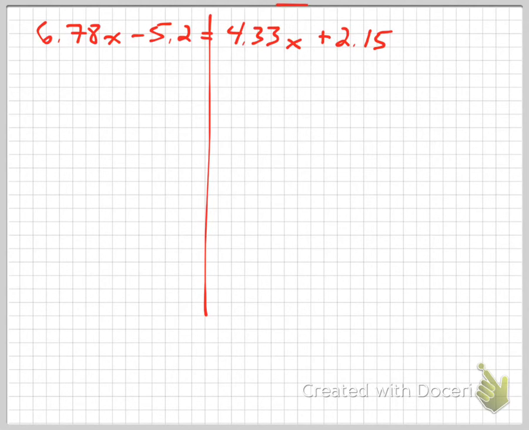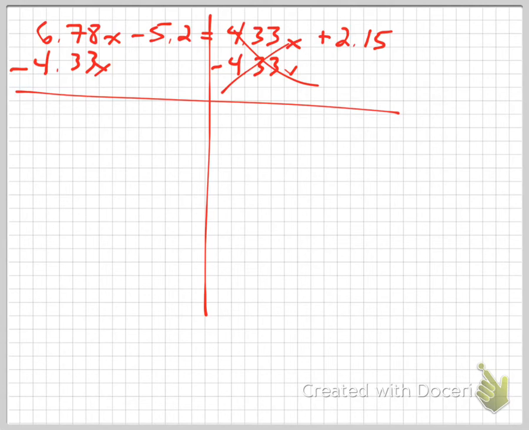We have to look over here. Can I simplify that any? Okay, can I simplify? I can't. No. Okay, so then now I just need to get rid of the smallest variable. What's that? Minus 4.33x, minus 4.33x. They're gone. That leaves me with 2.45x minus 5.2 equals 2.15, right?